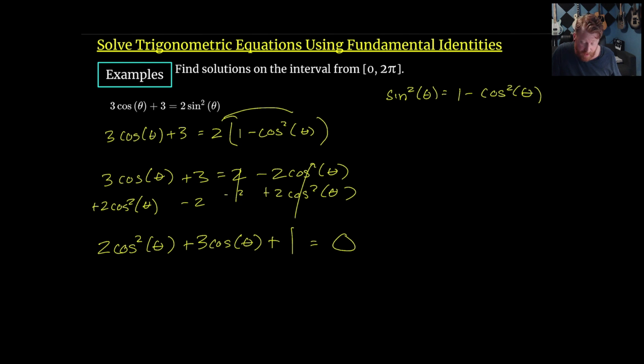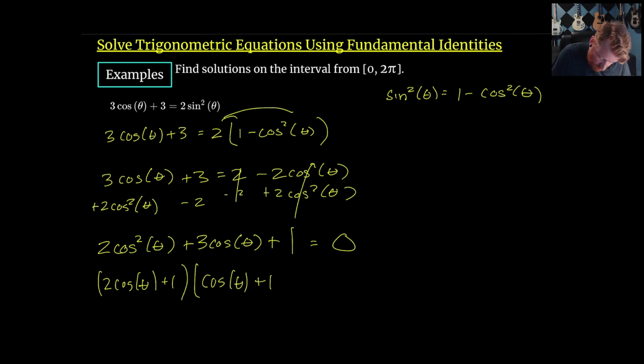We could go and use that u substitution, but I'm just going to factor this how it's written here. We're going to get 2 cosine theta plus 1 times cosine theta plus 1. That's the only way I can multiply that out to get what we got above. So again, you can make a u substitution or whatever sort of substitution and solve here, but that's what I'm getting.